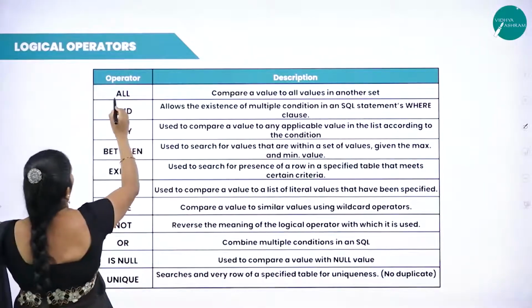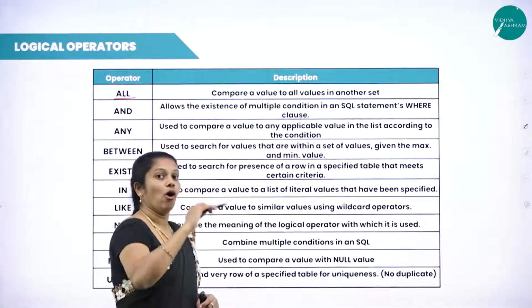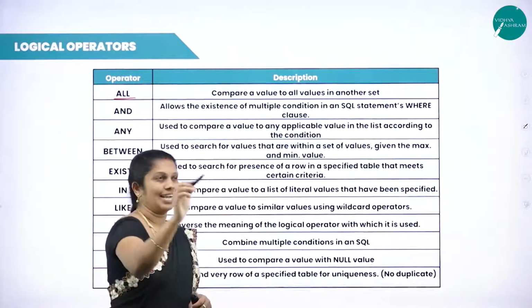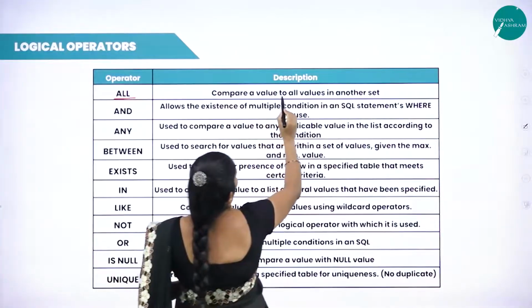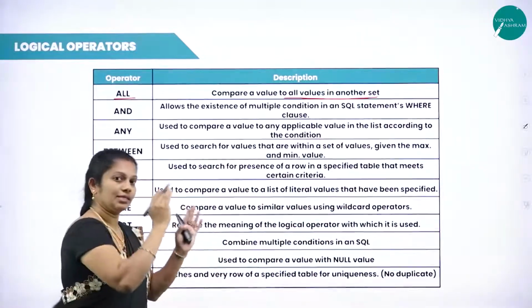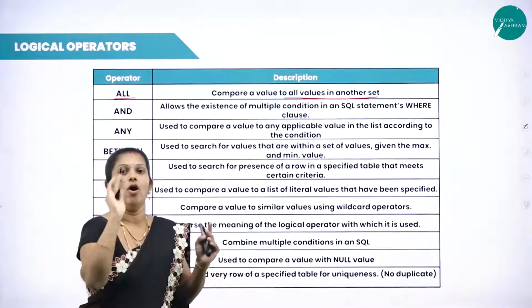The first one, ALL operator. The name itself suggests all, each and everything, all has to be satisfied. Compare a value to all values in another set. This set as well as this set, everything has to be satisfied, all.